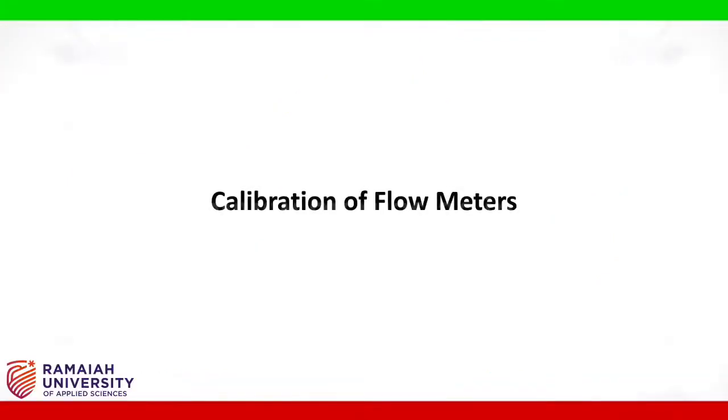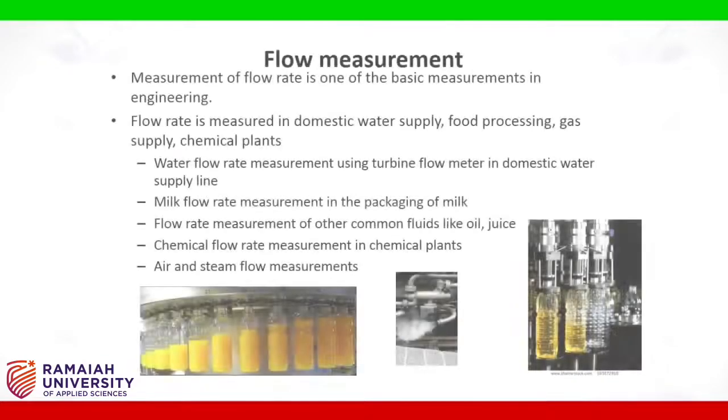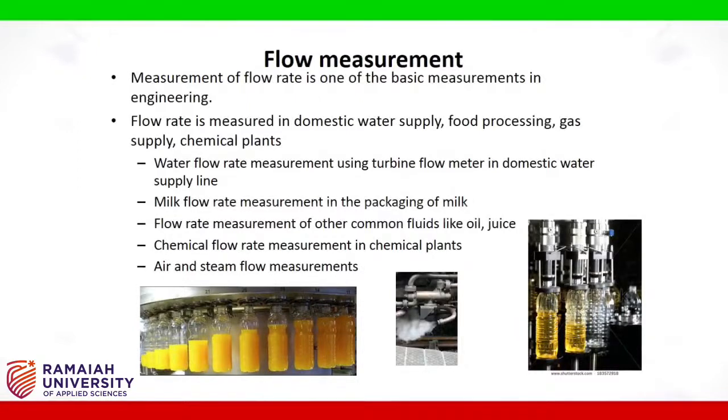Hi students, let us have discussion on calibration of flow meters. Measurement of flow rate is one of the basic measurements in engineering. In the process industries, flow measurement is colloquially called as flow rate, discharge or metering. Some of the flow measurement examples include water flow rate measurement using turbine flow meter in domestic water supply line, milk flow rate measurement in the packaging of milk, flow rate measurement of other common fluids like oil, juice, chemical flow rate measurement in chemical plants, air and steam flow measurements.